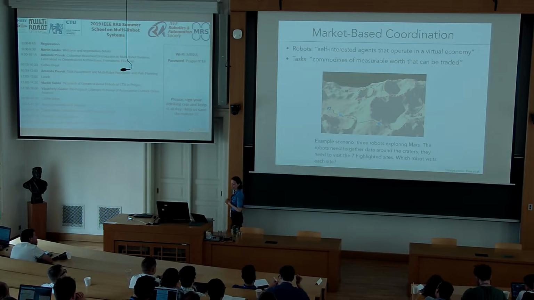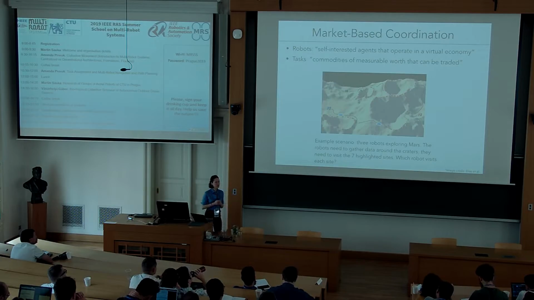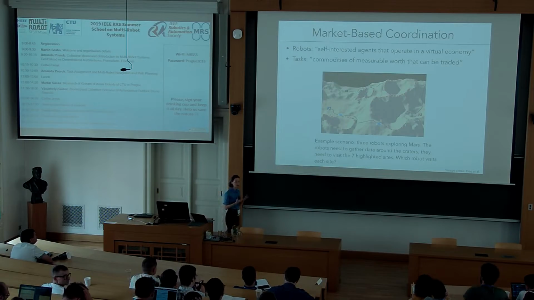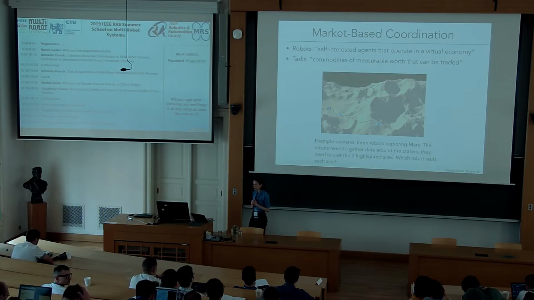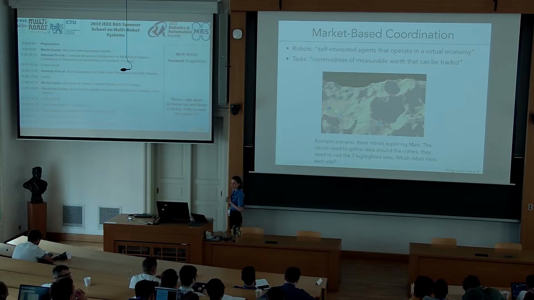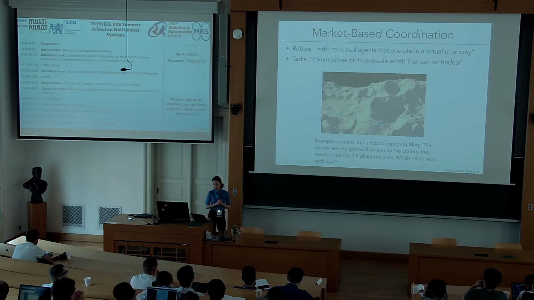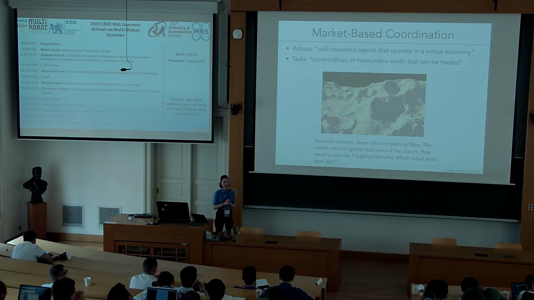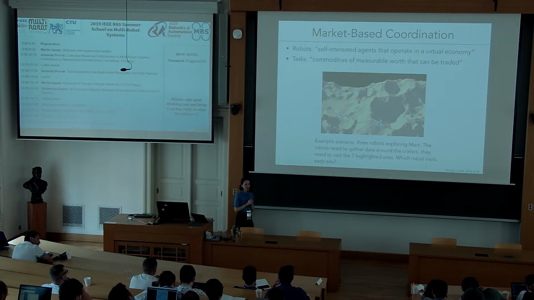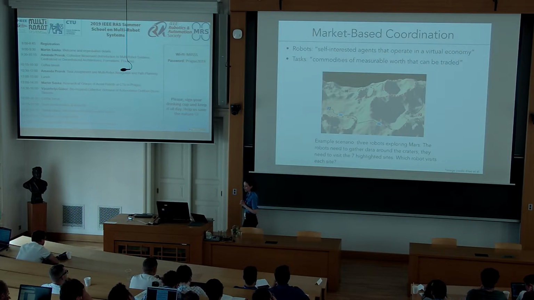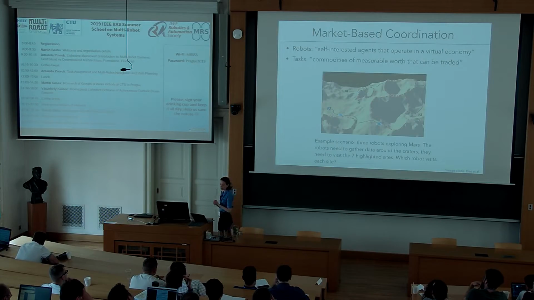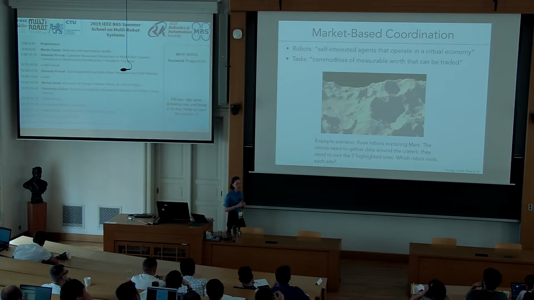So there's one method called market-based coordination that maybe 10 or 15 years ago was extremely popular to solve the task allocation problem. And what it essentially does is it's inspired by ideas from economics, where we're modeling the robots as self-interested agents that are participating in what we're calling a virtual economy, which is a collection of tasks. And here the tasks are commodities of measurable worth that can be traded. So the robots are trying to trade amongst each other which robot gets to do which task.